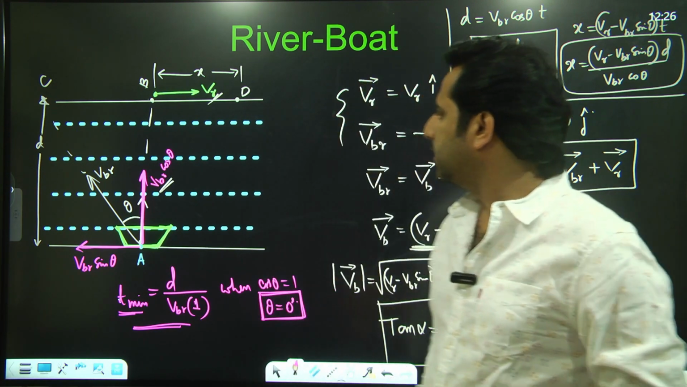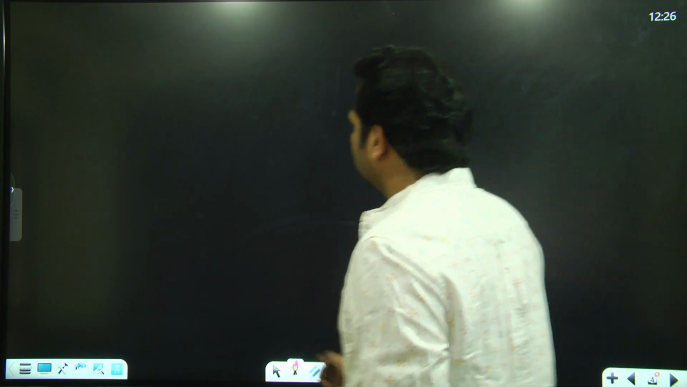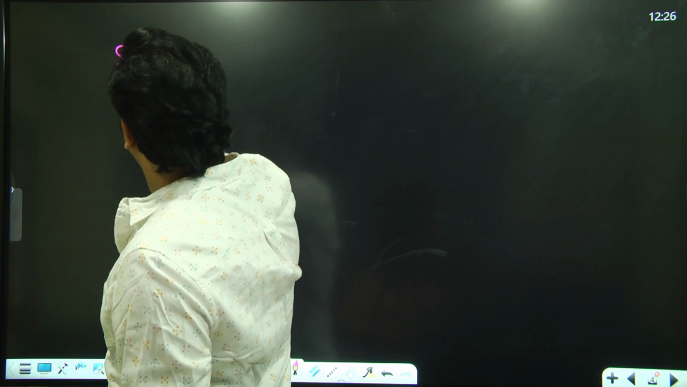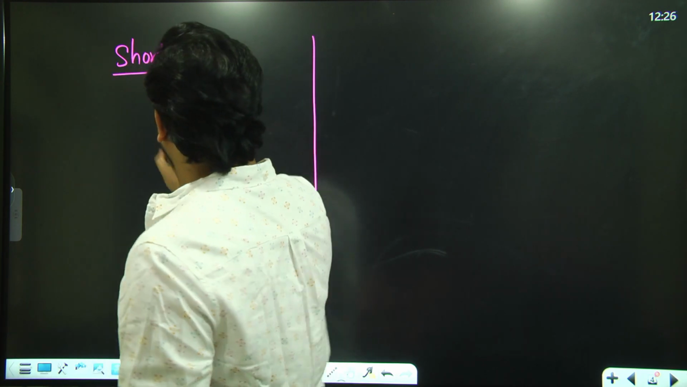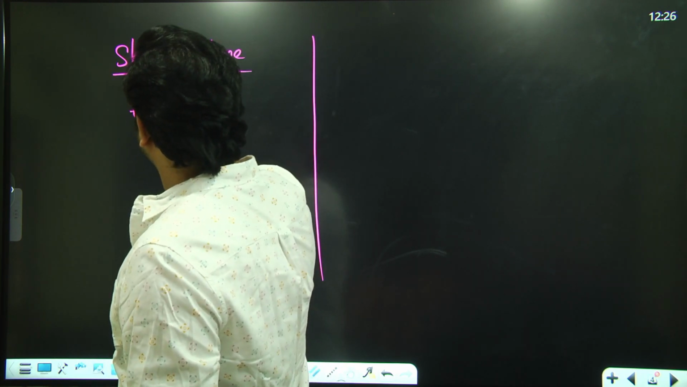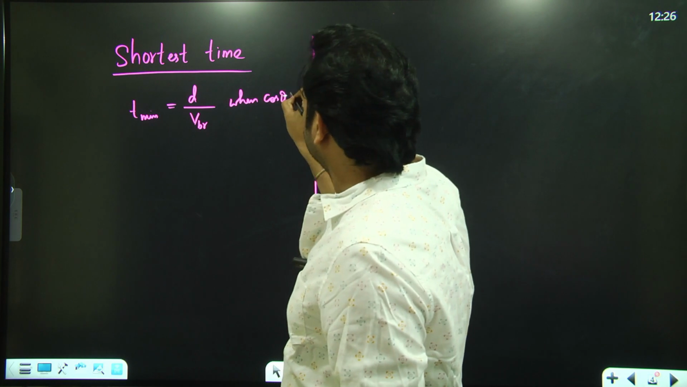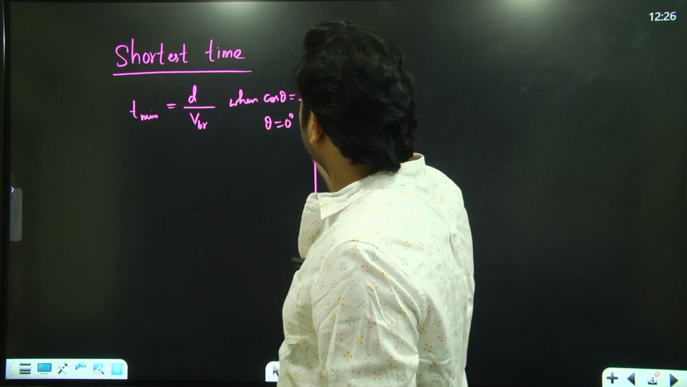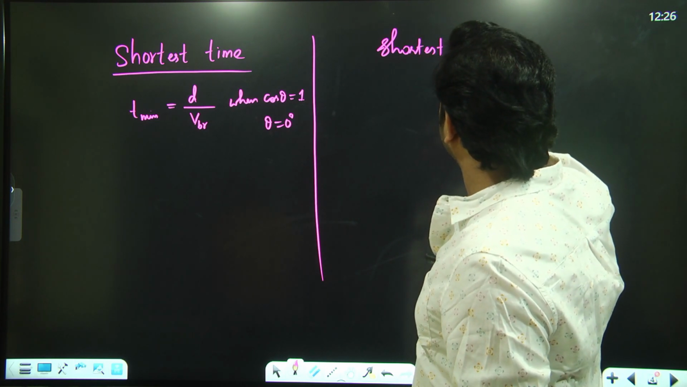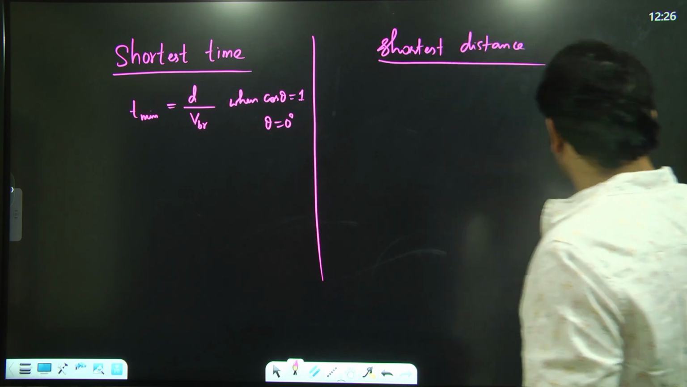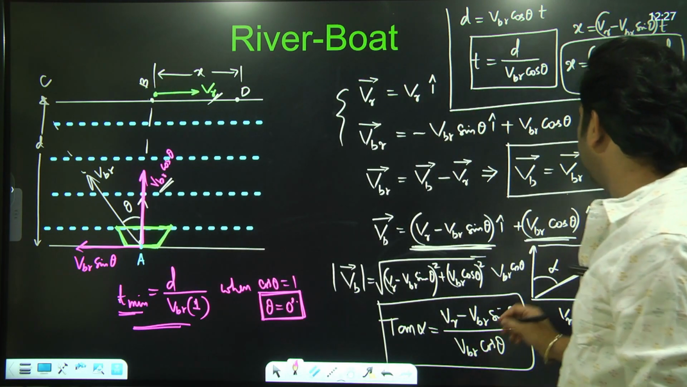This is the equation for shortest time. T minimum we just derived is d by VBR, when cos theta is 1, that is theta is 0. And for the shortest distance, if the person has to cross the river by traveling in the shortest path, theta should be such that he is directly reaching B, which means x is 0.